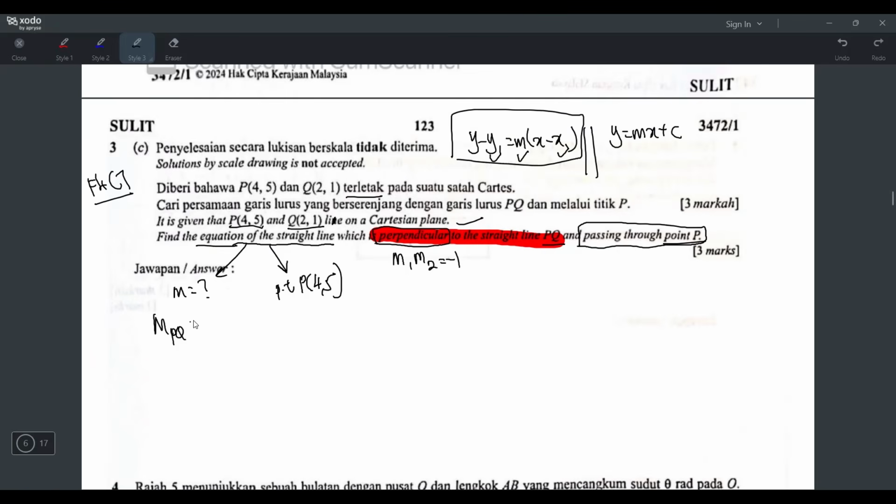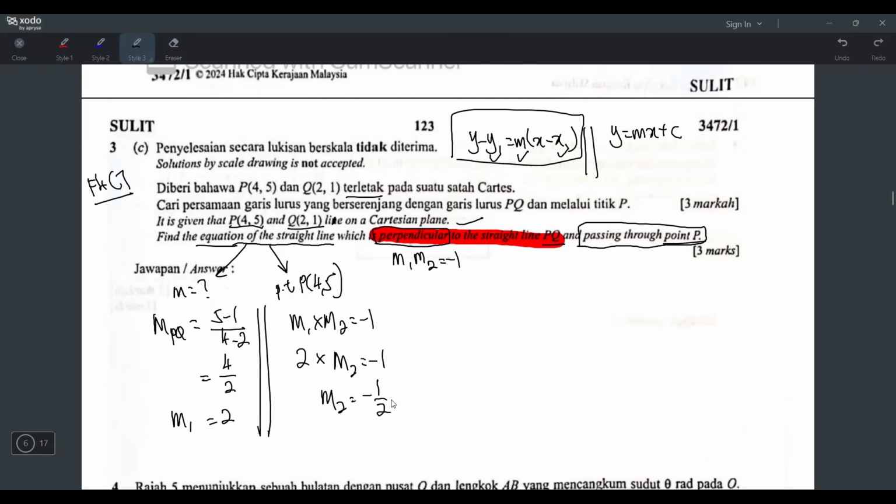Find the gradient of PQ first. The gradient formula is y minus y over x minus x, and you already have the two coordinates. So (5 minus 1) over (4 minus 2). 5 minus 1 is 4, 4 minus 2 is 2, you get 2. I'll call this M1 for now. If the M1 is 2, what is the M2? You use this formula. I will draw two lines to separate them. M1 times M2 equals -1, because perpendicular. One line's gradient we already know is 2, but I'm trying to find the other line, which is perpendicular to PQ. So the M2 will be -1 over 2. That is the gradient.